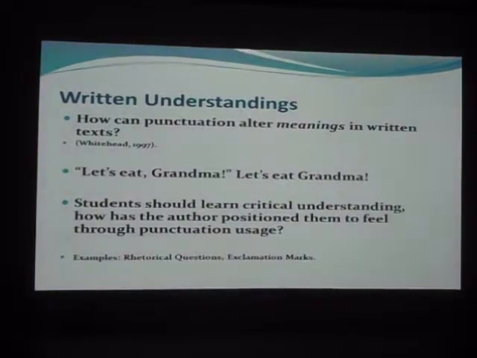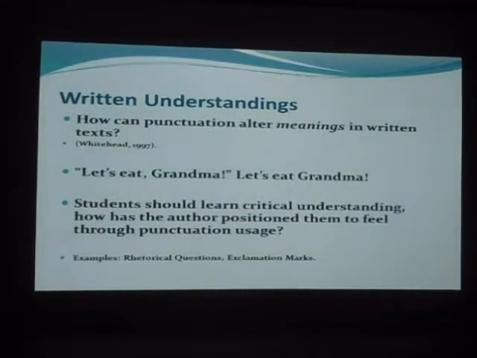As students progress to middle and upper primary, they become exposed to a variety of different text types. Differentiating between the punctuation used in these text types is an important critical understanding students should learn. They will learn how the author has positioned them to respond and feel through punctuation. Two examples of this are the use of rhetorical questions and the use of exclamation marks. Rhetorical questions are usually used in non-fiction texts to make readers ponder a question or point of view. These are frequently used in articles and newspapers.